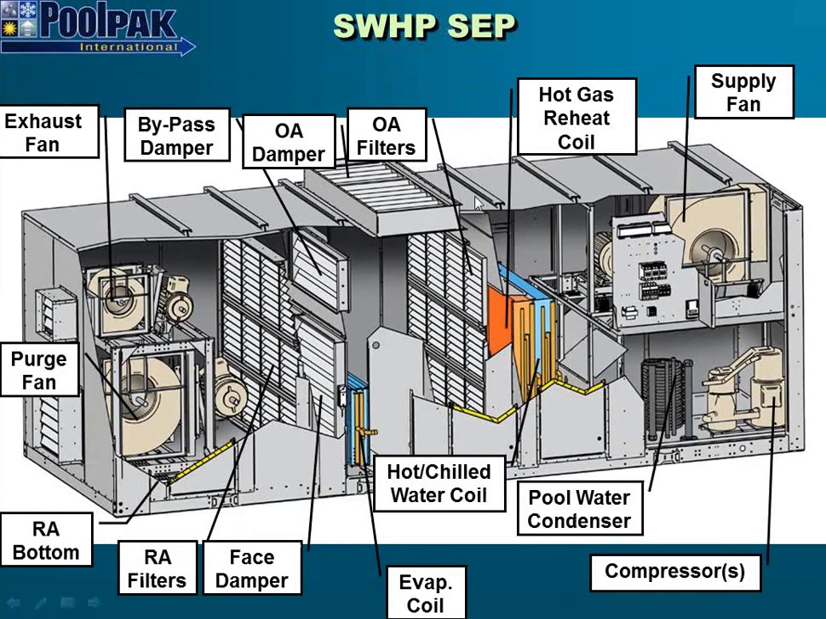The SEP, many of the same features as the previous two units, the S and the SE, but in this case, we've added a purge fan. Purge fans are used when you're shocking the pool. You need to get rid of that air that's chloramine rich. So you're bringing out the chloramine from the water, and when you're shocking the pool, you want to purge that air through.